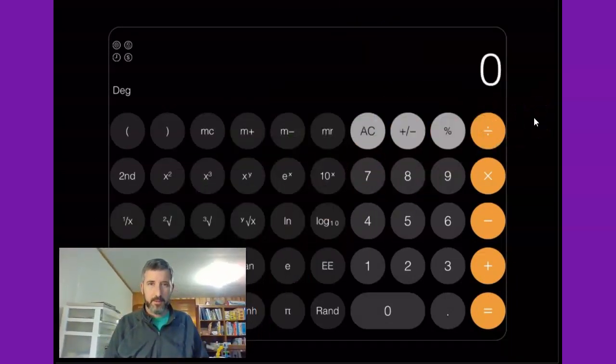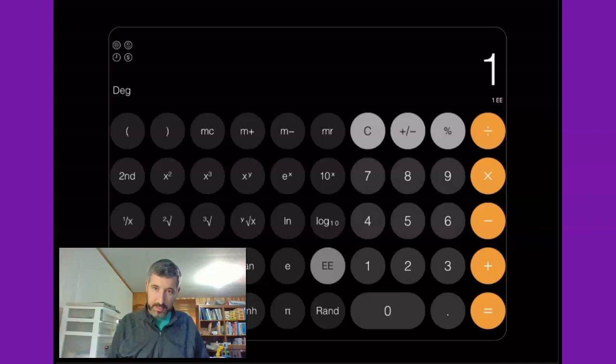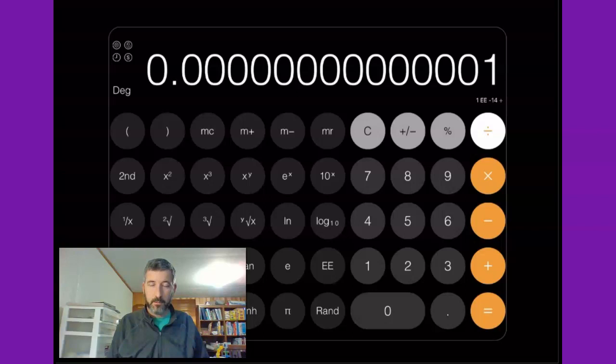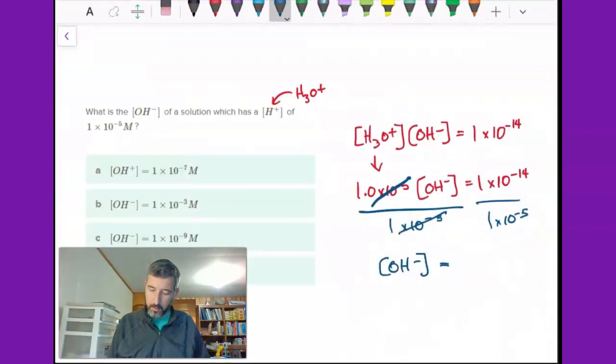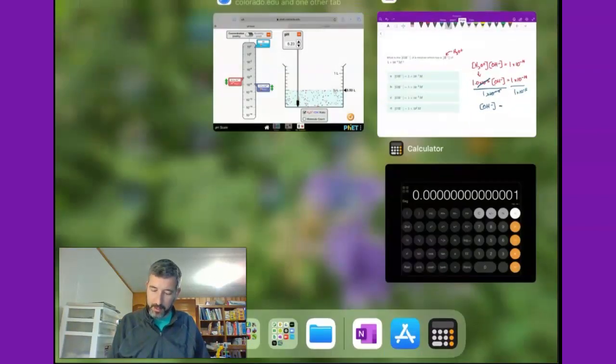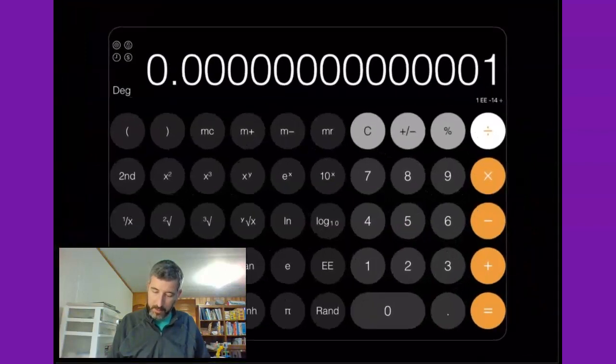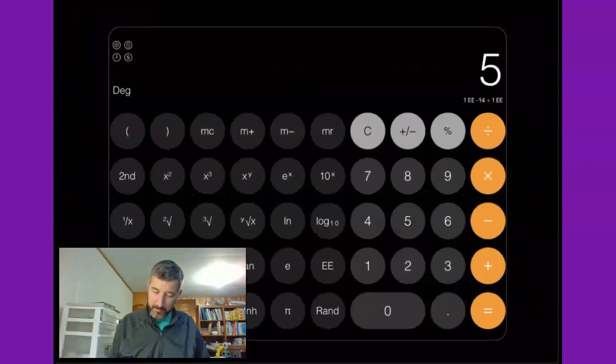So let's take a look at the math that we were doing. So we had 1, and then we had EE to mean times 10 to the negative 14. So I'm going to hit 14 negative, divided by, and it turns it into regular notation. And then let's see, what was our other number? Oh, 1 times 10 to the negative 5, right? So we're going to go divided by 1 EE 5 negative and hit equals.